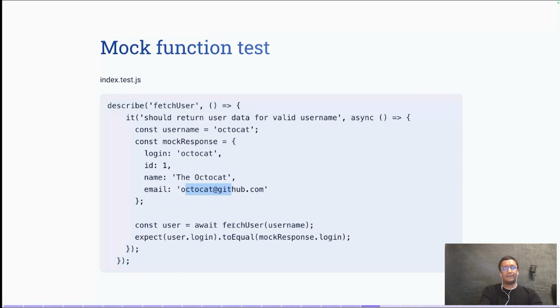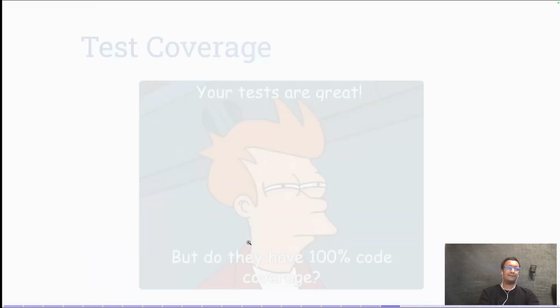So I'm simply expecting here that this should be equal upon fetching the user. So this is how simply you can mock your function with whatever data and responses you want. So your entire test case will be isolated from the code which you have been writing.